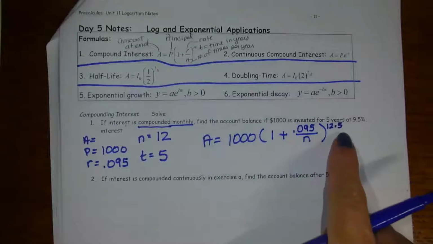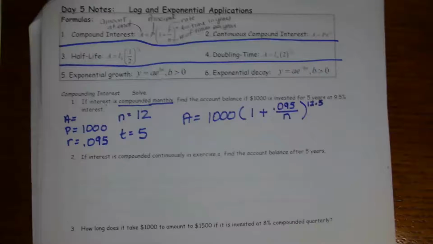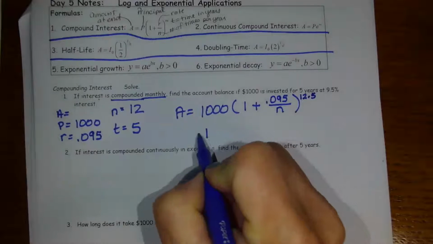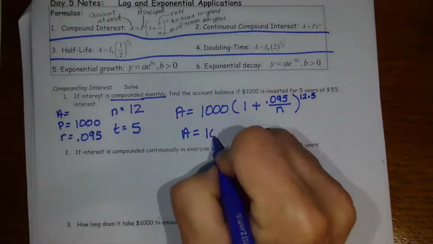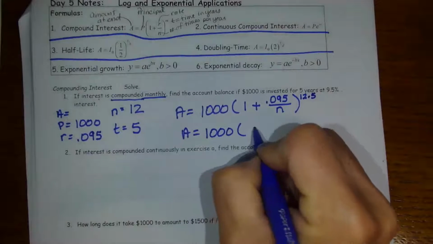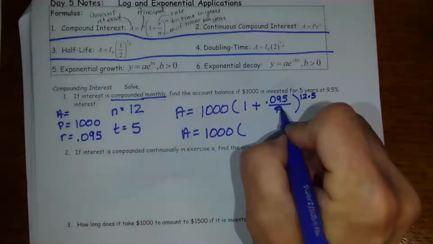Now that is 12 times 5, not 12.5. So I'm going to rewrite this. Now, if I were doing homework, I'd go straight to the calculator. But in my notes, I want, oh wait, I wrote N there. What N should be 12, sorry.